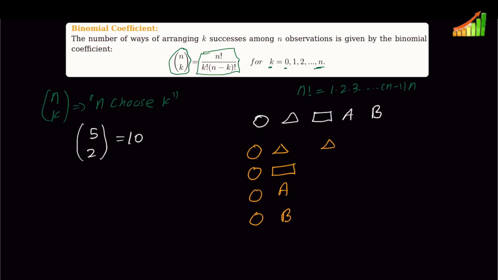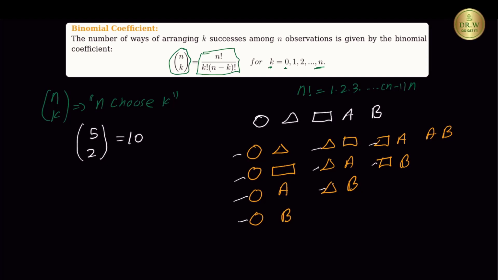Next, triangle and rectangle, triangle and A, triangle and B. Next, rectangle and A, rectangle and B. The last one, A and B. How many here? 1, 2, 3, 4, 5, 6, 7, 8, 9, 10. That is the number we have here. You see this. So that is the meaning of that. N choose k means the possible ways to pick k items out of n.